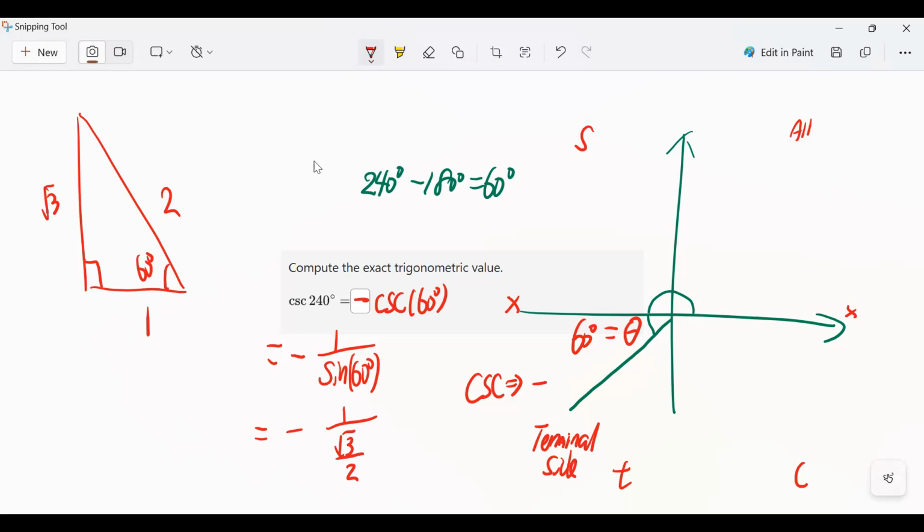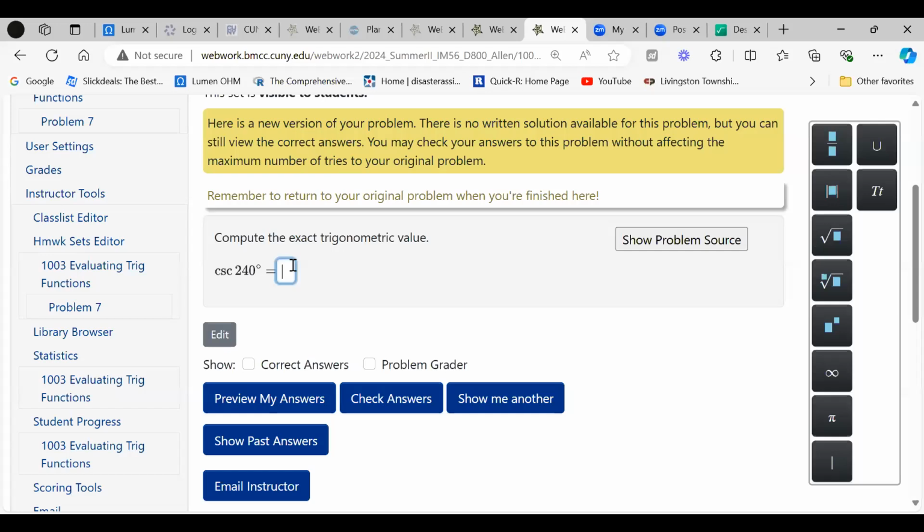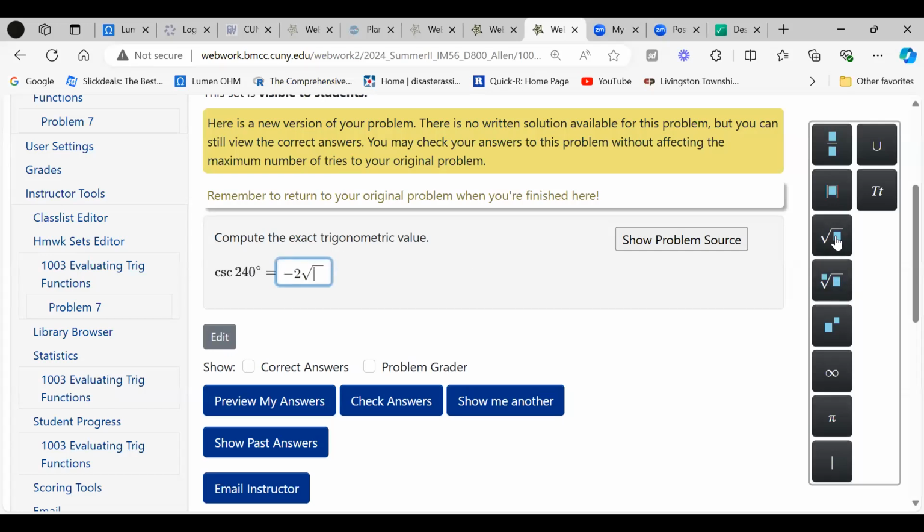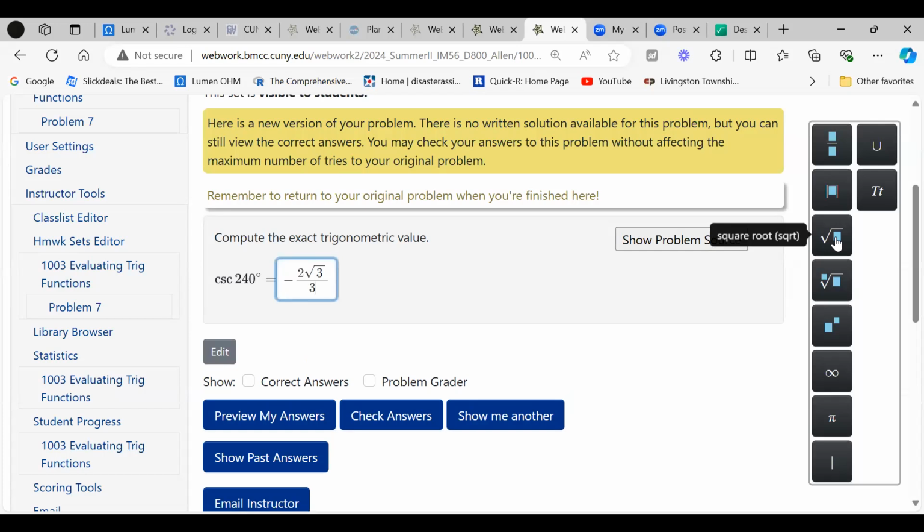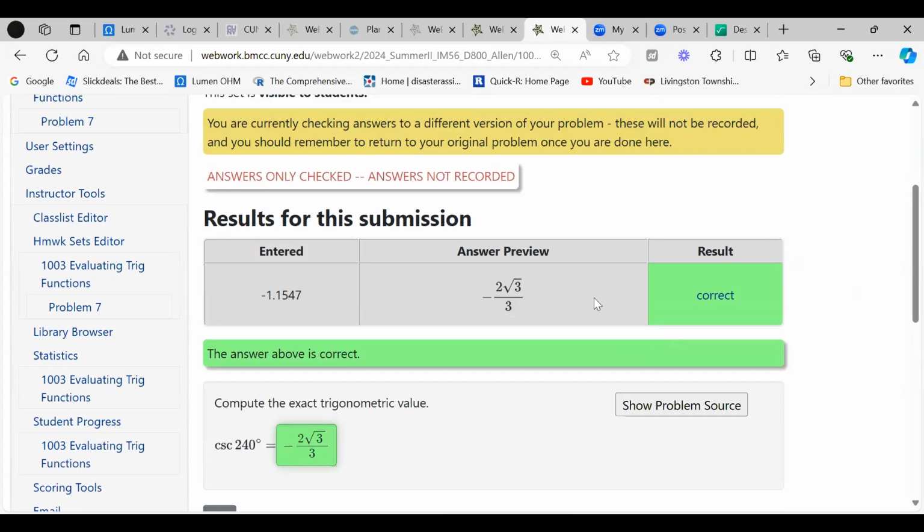Dividing by this means multiplying by the reciprocal, 1 times 2 over radical 3. Now we have to rationalize the denominator, multiplying by radical 3 over radical 3. The answer is minus 2 radical 3 over 3. Any question about this? Minus 2 radical 3 over 3. Yeah, that should be it. The answer is good, right? Good answer.